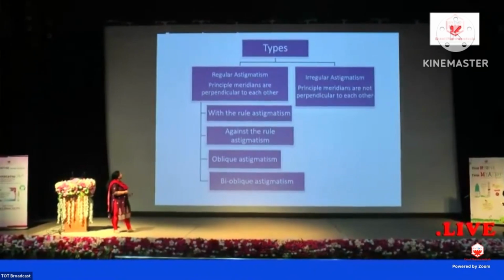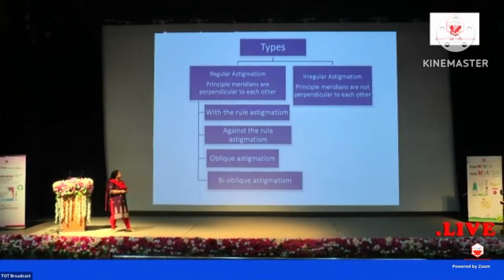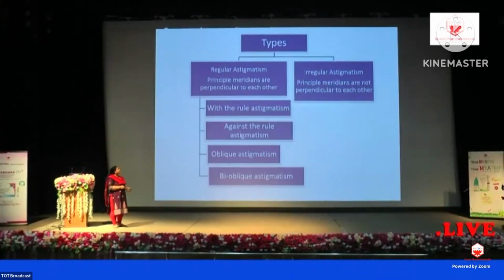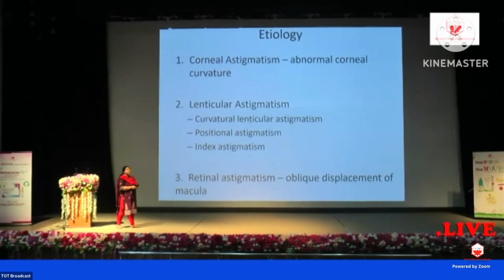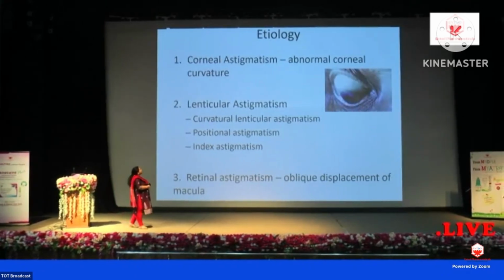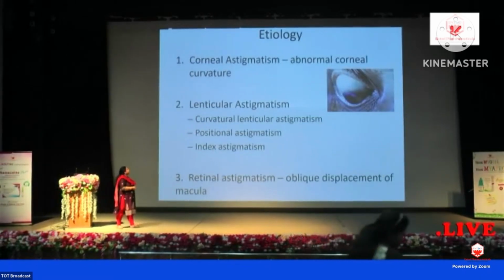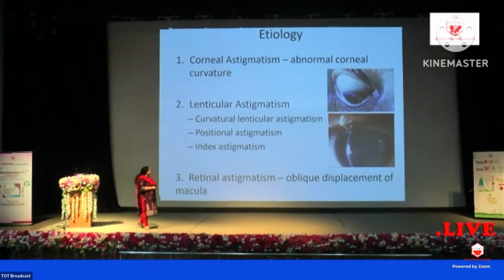It is classified as regular astigmatism and irregular astigmatism. In regular astigmatism, the principal meridians are perpendicular to each other, and in irregular, the principal meridians are not perpendicular to each other. Etiologically, corneal astigmatism is seen in keratoconus where there are abnormal corneal curvatures. Lenticular astigmatism is seen in lenticonus. Positional astigmatism is seen in subluxated or dislocated lens.